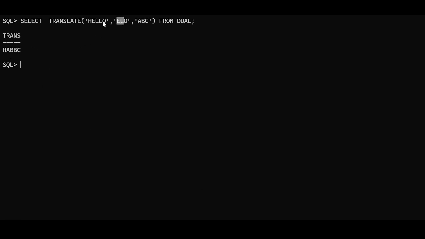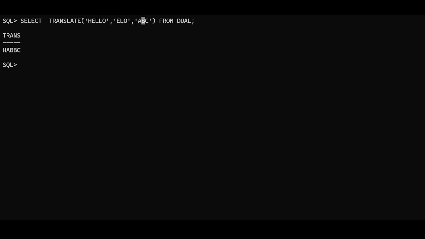E is getting replaced by A, and you see L. L means L is getting mapped to B. It will find all the occurrences of L. So there are two L occurrences. Those two L occurrences are replaced by B here.